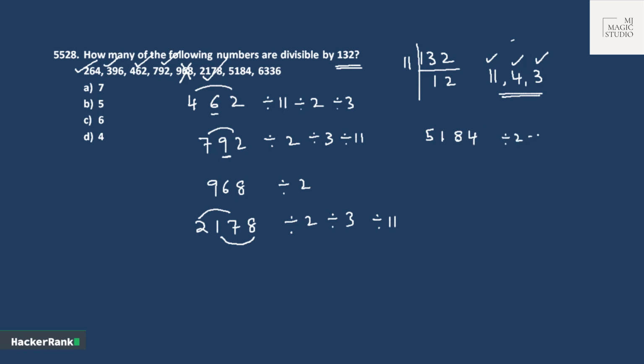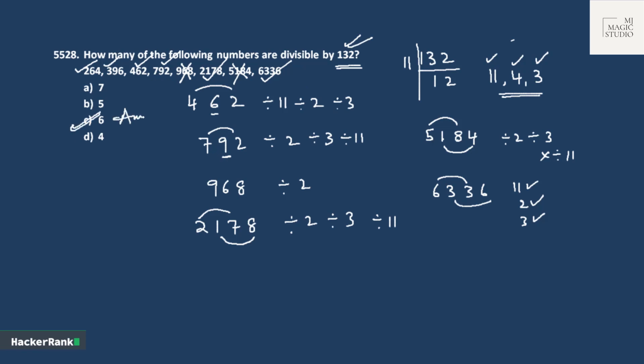5184: 8, 9 and 9, 18, divisible by 2 and divisible by 3. 13 minus 5 is 8. It is not divisible by 11. Gone. 6336, 9, divisible by 11. Last digit 2, divisible by 2. 6 plus 3 plus 3 plus 6, divisible by 3. This is also divisible by 132. We have got 1, 2, 3, 4, 5, 6. Out of the given 8 numbers, 6 of them are divisible by 132. Mark 6 and move on.